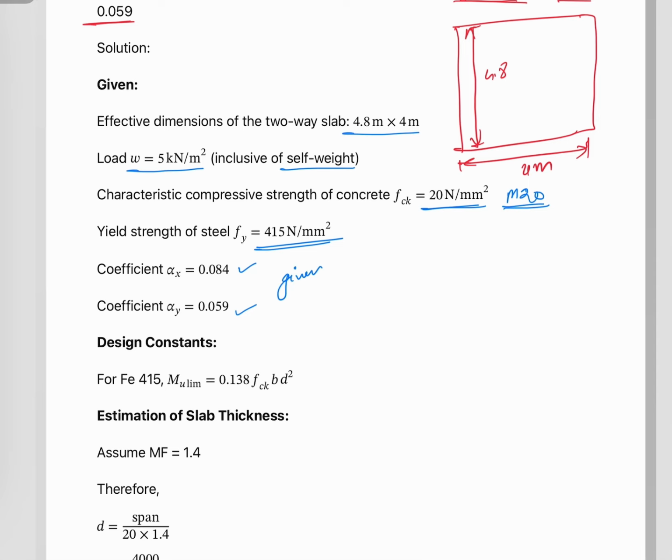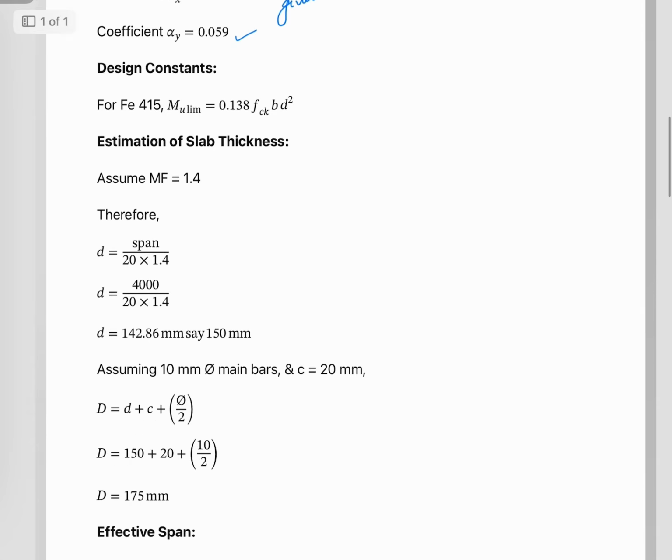As you understand, whenever we are designing a slab, we do require a modification factor and the design constraints. Here I am assuming a modification factor of 1.4. As you understand, the limiting moment required for Fe 415 is 0.138 fck b d square. We are going to use the limiting moment to calculate the moment for this slab.